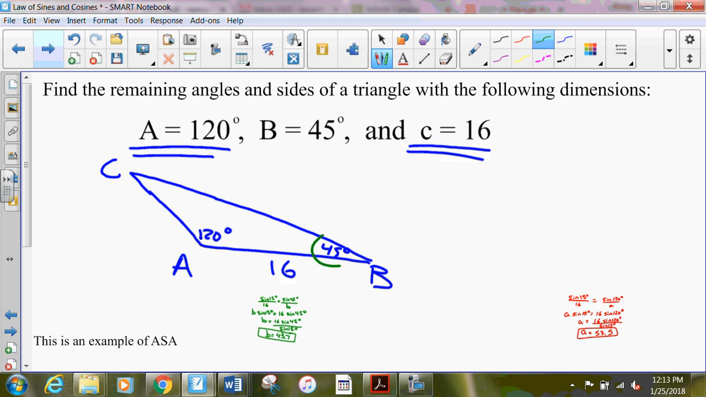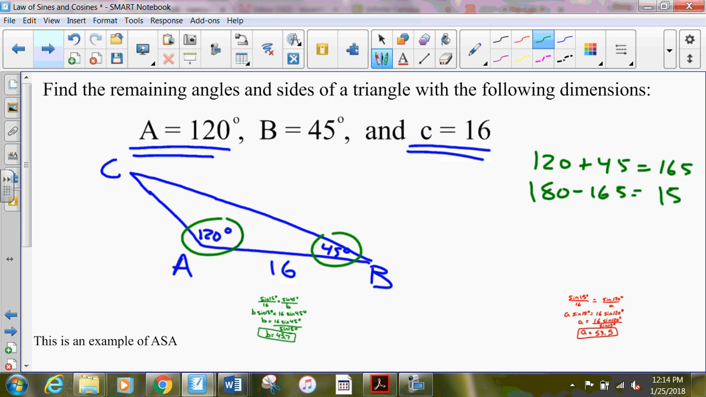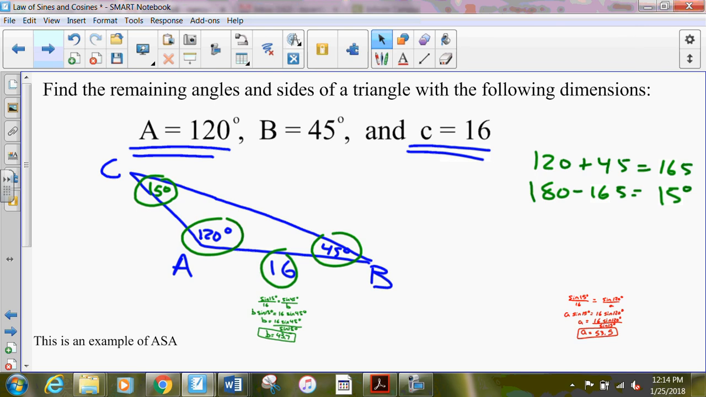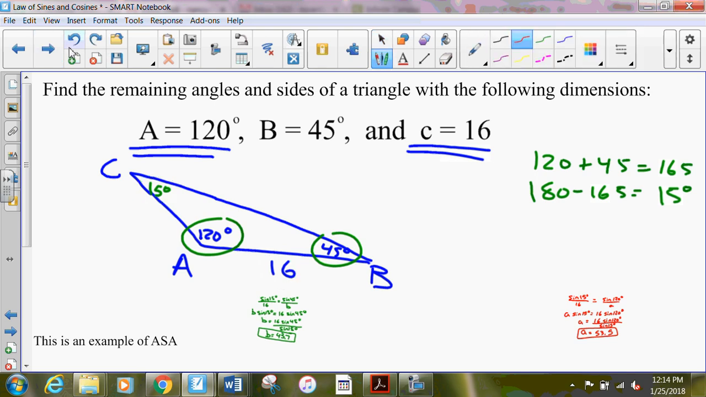If we know this angle's 45 and this angle's 120, we're going to add them up together, which gives me 165. And then we're going to subtract the 165 from 180 to find out that my missing angle is 15 degrees. And now we've got an angle and its opposite side. But everything's circled in green. That's not going to help, is it? So let's circle it in red. So now we have our angle and the opposite side.